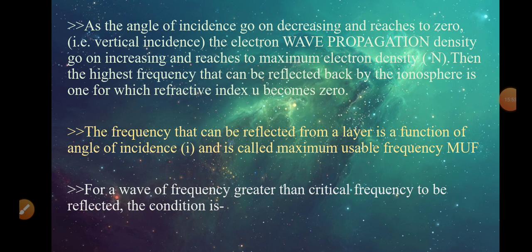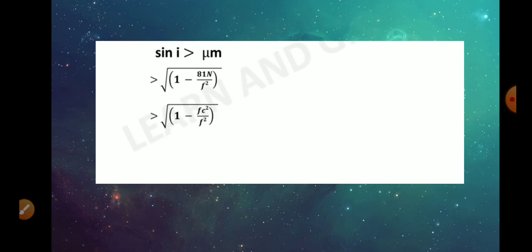So MUF is the usable frequency which reaches the earth after the reflection. Now, all in all, we can conclude that this is the condition that we have given. So we can conclude that the critical frequency gives an idea that radio waves of frequency equal to or less than the critical frequency will certainly be reflected back by the ionospheric layer irrespective of the angle of incidence.